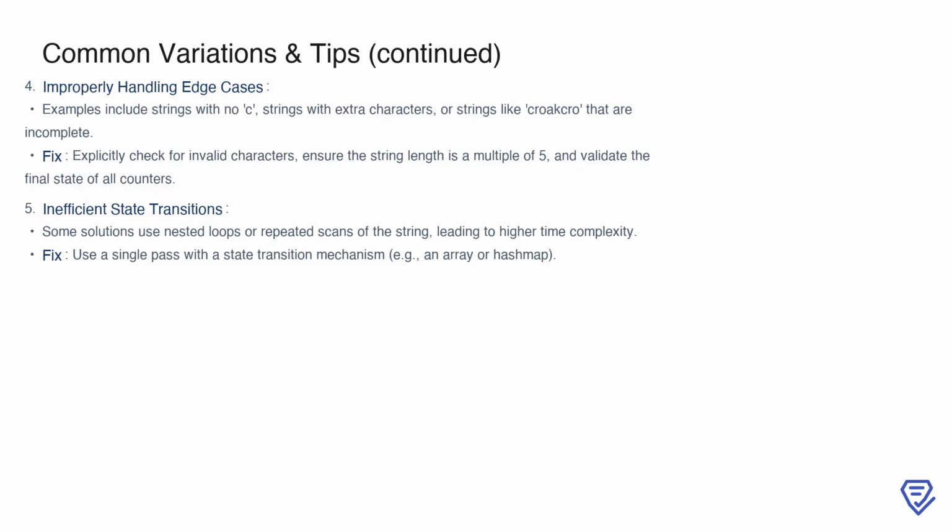Another issue is inefficient state transitions. Some approaches use nested loops or repeatedly scan the string, resulting in higher time complexity. To address this, you can adopt a single-pass solution that leverages a state transition mechanism, such as an array or a hash map, to efficiently track the stages of each frog. This ensures that your solution runs in optimal time while maintaining clarity.